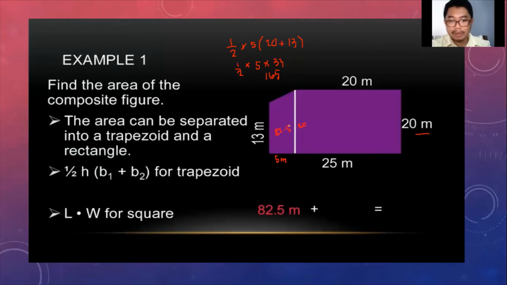So the next, we are going to find this one. By the way, this is a square. It's because this one is 20 meters. Why is it 20? Because this one is 20 plus 5, and that is 25. But actually this whole figure is a square, and 20 times 20, we got the answer as 400. So 82.5 plus 400, we get the total area of 482.5 meter squared.